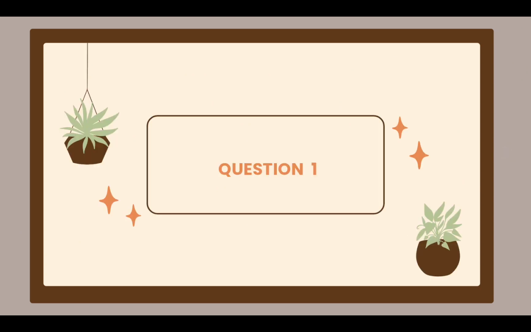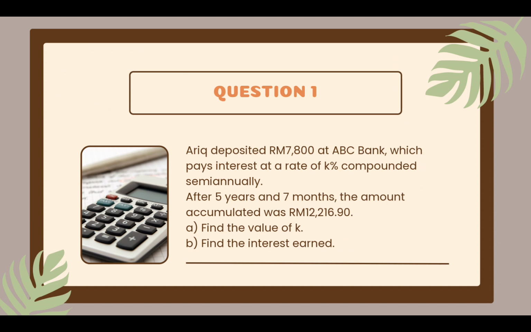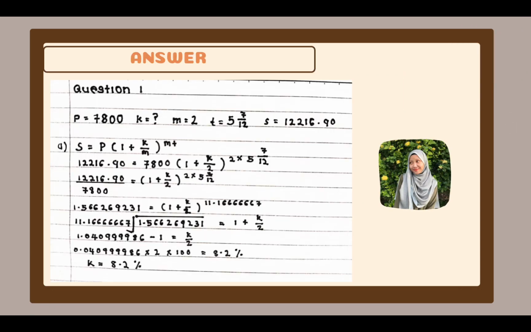Let us begin with question 1. Question 1 stated that Arik deposited 7,800 at ABC Bank, which pays interest at a rate of K% compounded semi-annually. After 5 years and 7 months, the amount accumulated was RM12,216.90. Question 1A wants us to find the value of K.